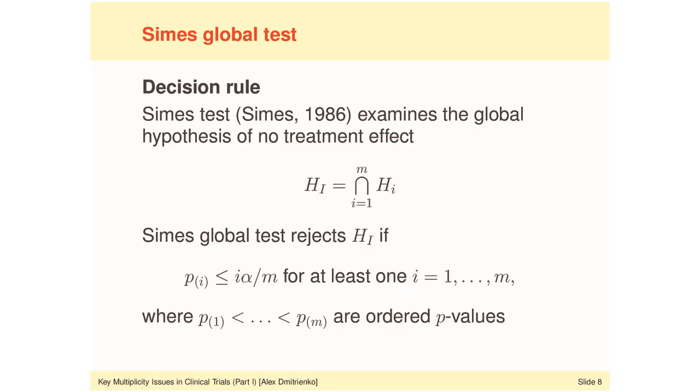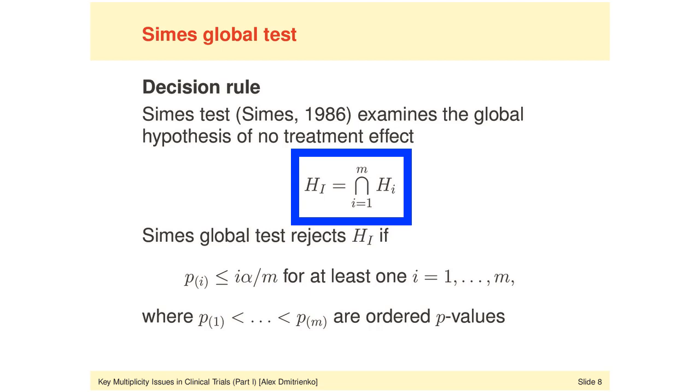Let us now compare, and I think this will be very instructive to do this. Let's compare the decision rule of the Bonferroni procedure presented on slide 7 with the decision rule of the Simes global test, which is again just a global testing procedure for testing the global null hypothesis of no treatment effect, defined here on the slide.